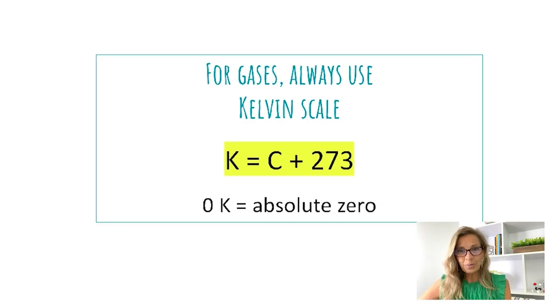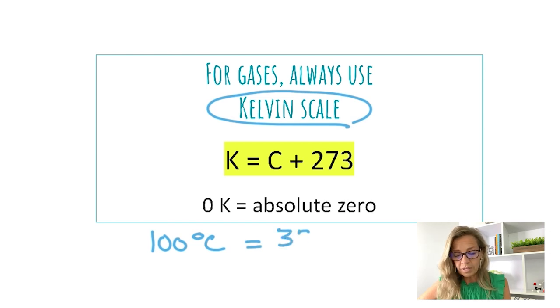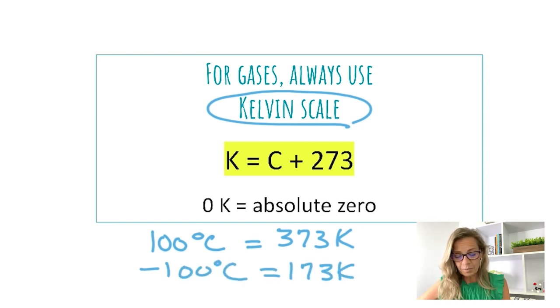The first one would be temperature. Now, when you're dealing with gases, we are always going to use the Kelvin scale. Kelvin scale is just the degrees in Celsius with 273 added to it. So you won't see a thermometer in Kelvin, you'll see them in Celsius. So let's say we had a temperature of 100 degrees Celsius, add 273 to that, and you'd get 373 Kelvin. If we had negative 100 Celsius, that would be 173 Kelvin.